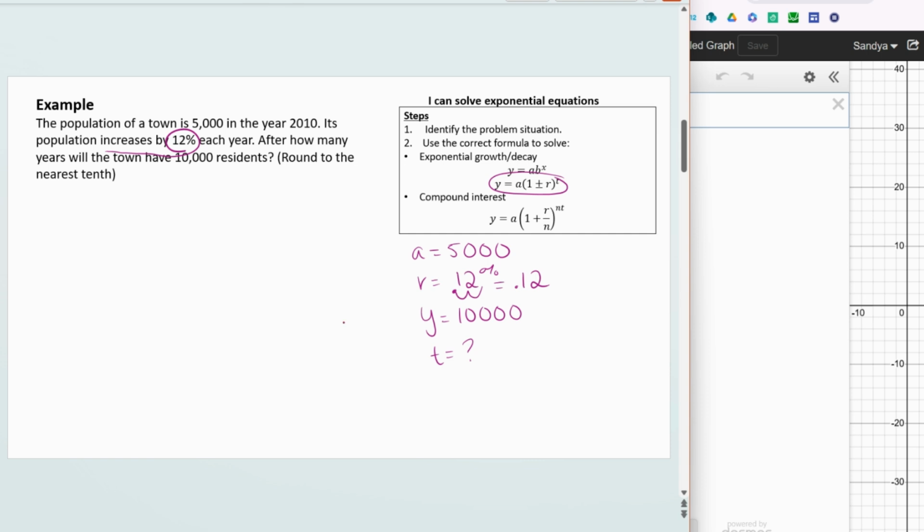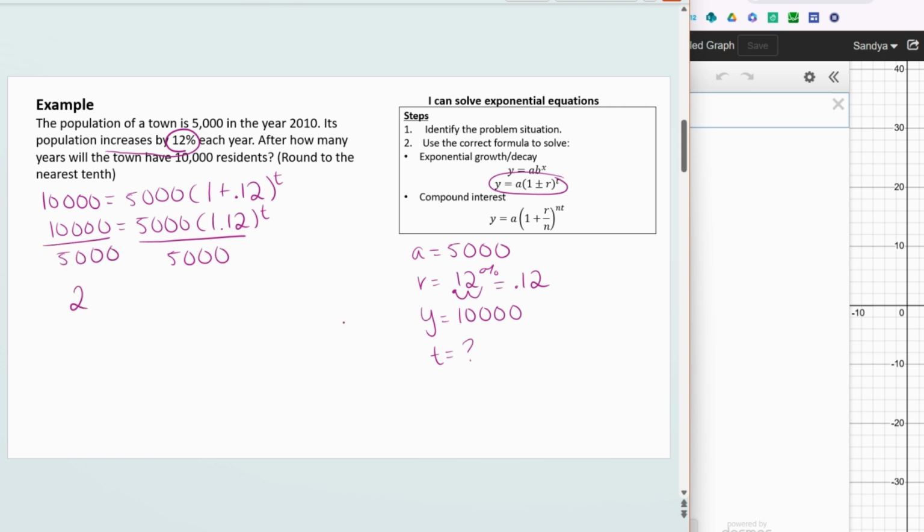So let's go ahead and plug this all into the equation we have. So we have 10,000 equals 5,000 times 1, and then we're going to do plus 0.12 because notice here it's increasing, so 1 plus 0.12 to the t. So we have 10,000 equals 5,000 times 1.12 to the t. Okay, so now we need to isolate that exponential term. So in order to isolate the exponential term, we're going to go ahead and divide both sides by 5,000. So when we do that, we get 2 equals 1.12 to the t.